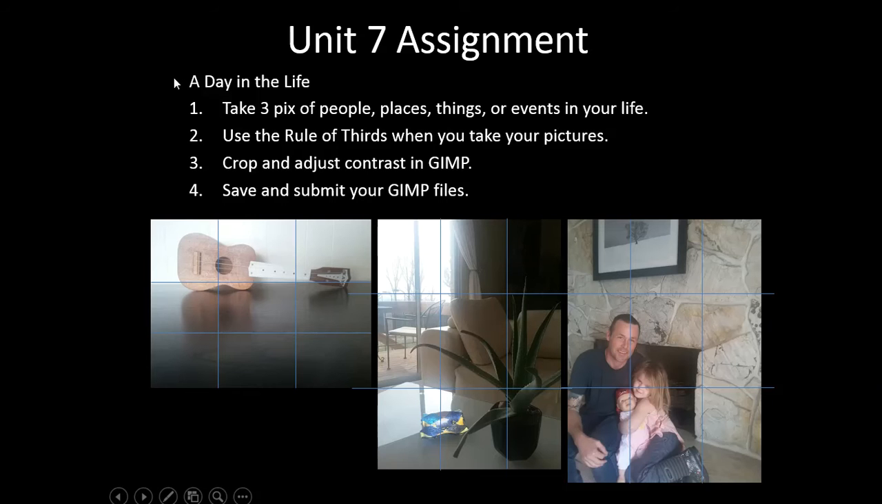So these are the directions. Number 1, you're going to take at least 3 pictures of people, places, things, or events in your life. So here's my 3 pictures. 1, 2, 3. You're going to use the rule of thirds when you take your pictures. So as I was shooting, in my head, I mentally put these thirds lines in my mind. I visualized where are the thirds.